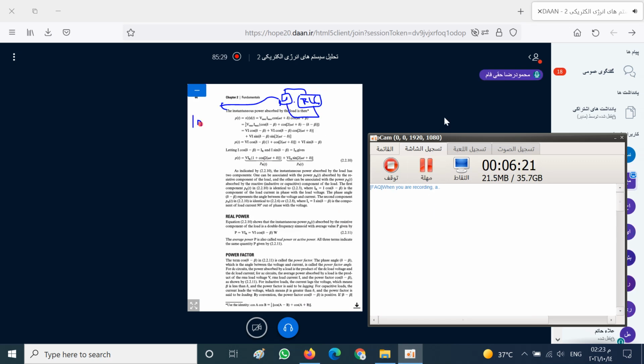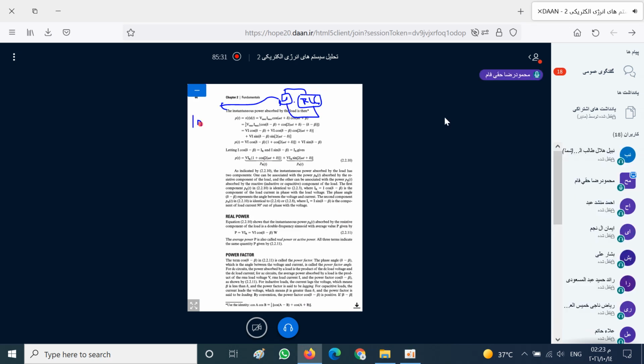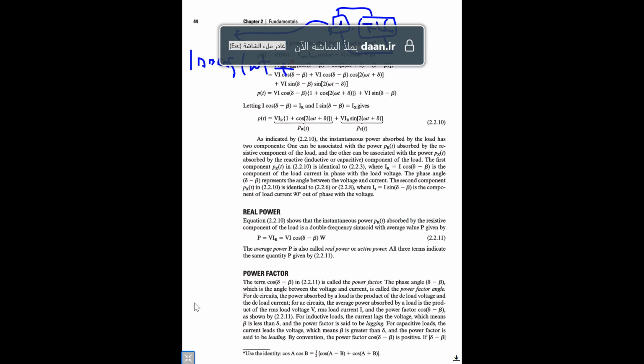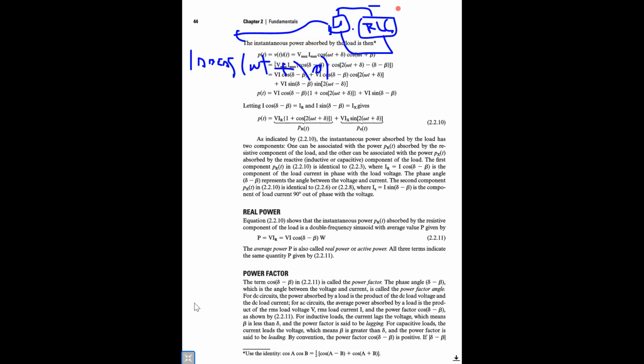Minus omega t plus 10, and i here is 50 cosine omega t minus 10. Okay, no problem.